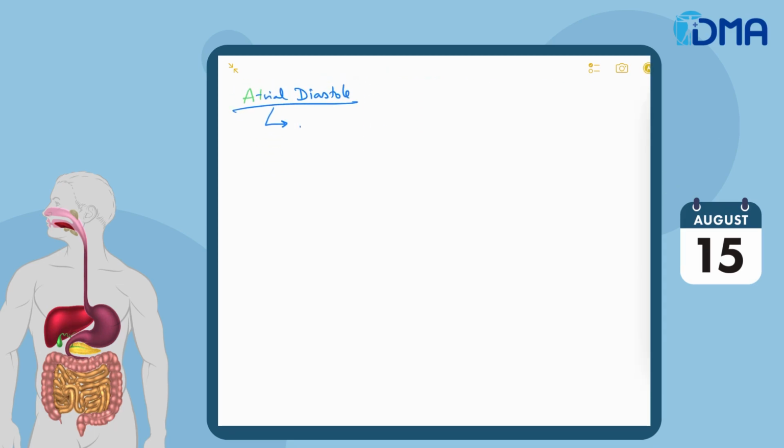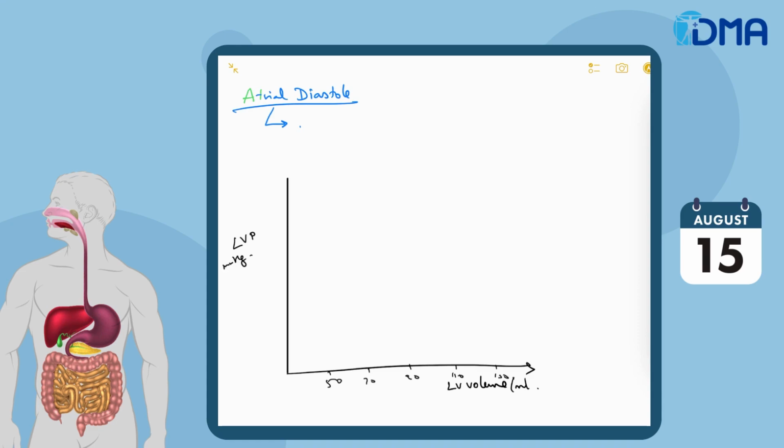For that you need an x-axis and a y-axis. In a graph, the y-axis will be the left ventricular pressure, intraventricular pressure in mmHg, whereas the x-axis will be the left ventricular volume, which will of course be in ml. Okay, you can keep measurements like this.